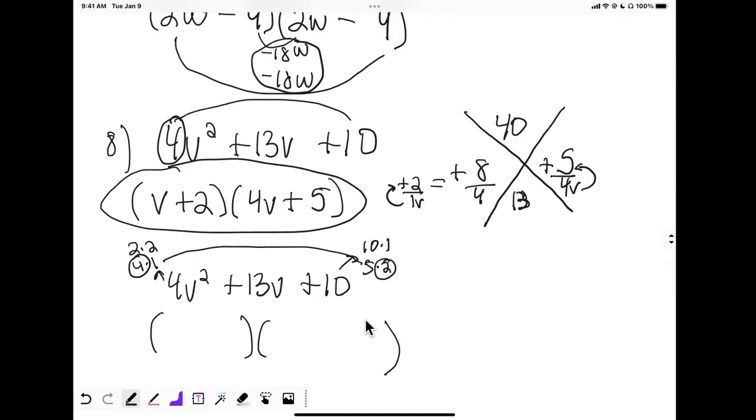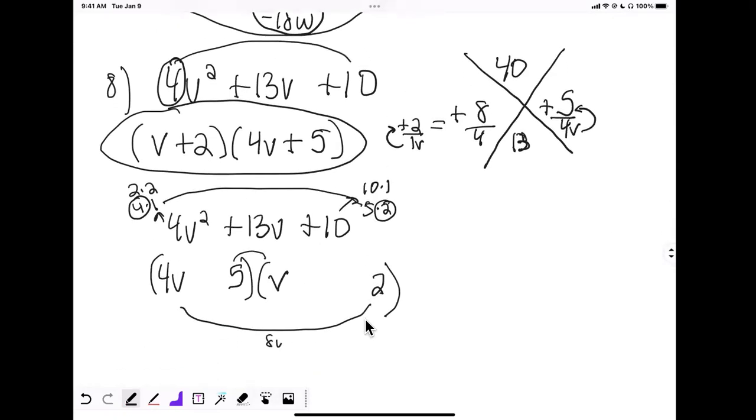So I need 2 and 4 together, right? The 4 has to be in the front and the 2 has to be in the back somewhere. So if I put 4v here, that means I have to have 2 here, because then when I multiply it, it makes that 8. That means that the 1v or v had to go there and my 5 had to go there. And I go, okay, that's 5. So I have 8v here, I have 5v here, and I got 13. And then I just have to put my adding and I got my answer.